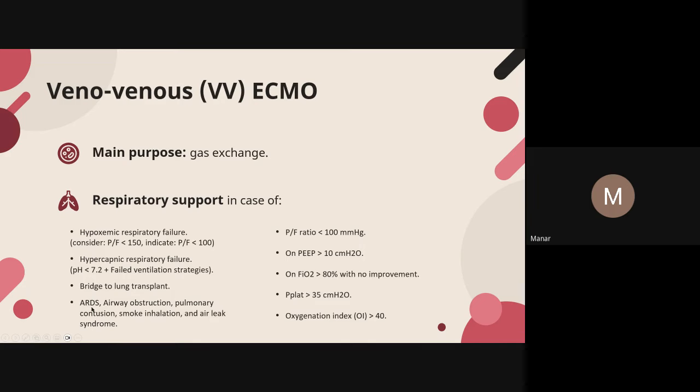So as for the conditions, we have the ARDS, which stands for acute respiratory distress syndrome, airway obstruction, pulmonary contusion, smoke inhalation, and air leak syndromes. All these conditions can benefit from ECMO use. And as for the criteria, we can use it when the PF ratio, which is again the oxygenation ratio, is less than 100, and the patient is on PEEP of more than 10. The FiO2 is more than 80%, and there is no improvement in the past few hours. And the P-plat is more than 35, which is very dangerous. And the oxygenation index is more than 40.